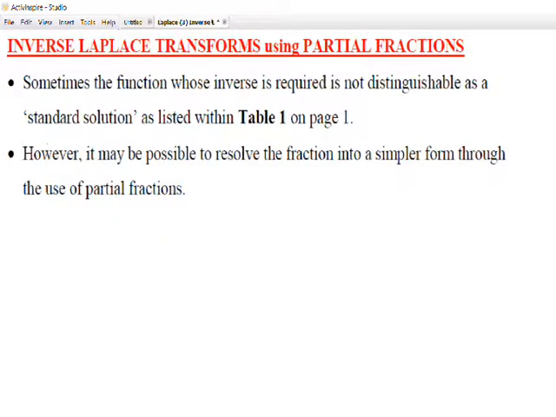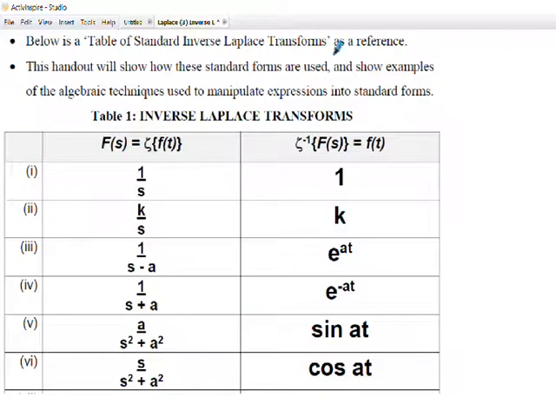We use partial fractions when we're solving inverse Laplace transforms to make the transforms into standard form, and the table over the page relates to the standard form inverse Laplace transforms that we're conventionally using. This is the first part of the table of our inverse Laplace transforms.